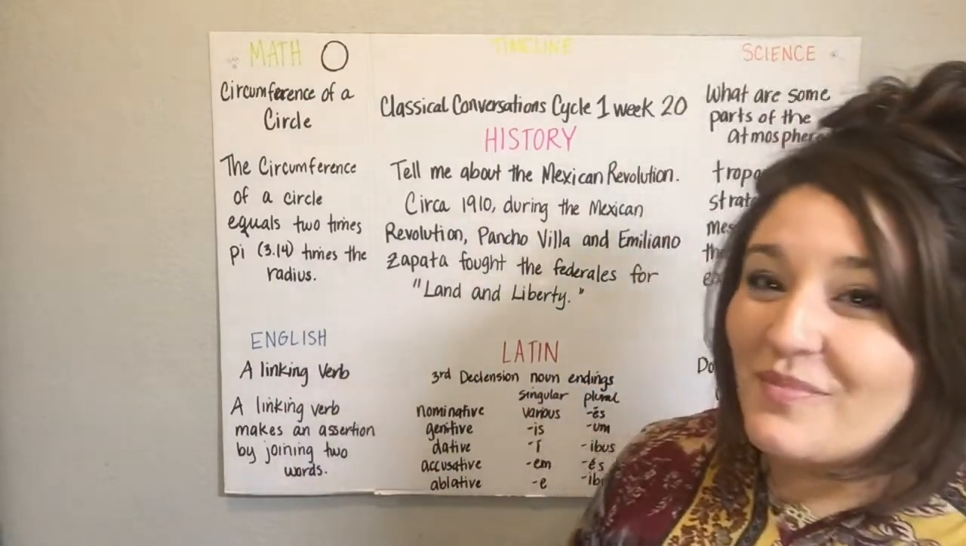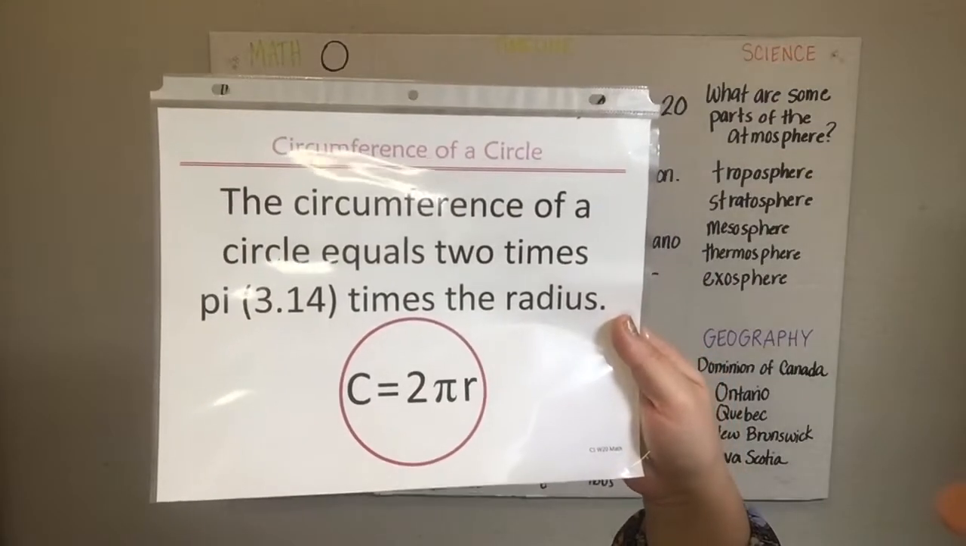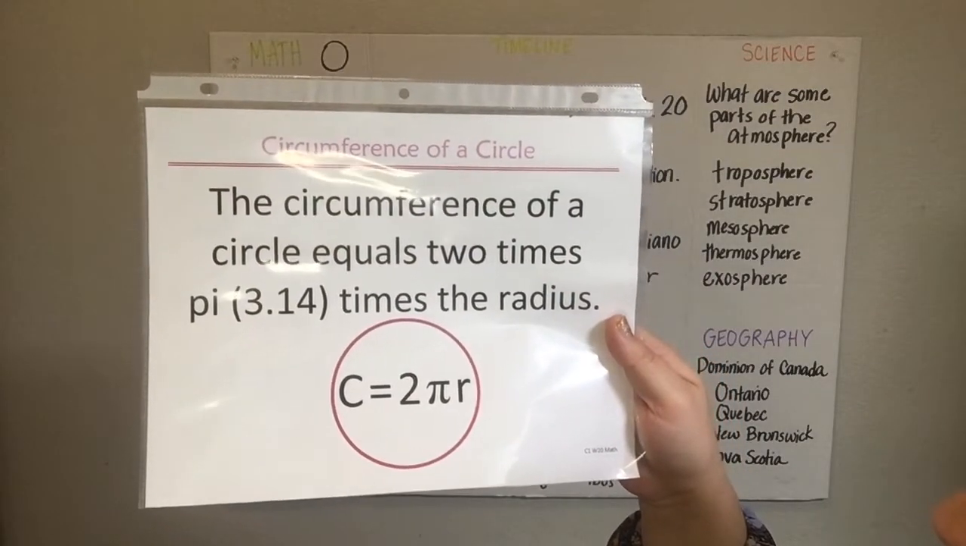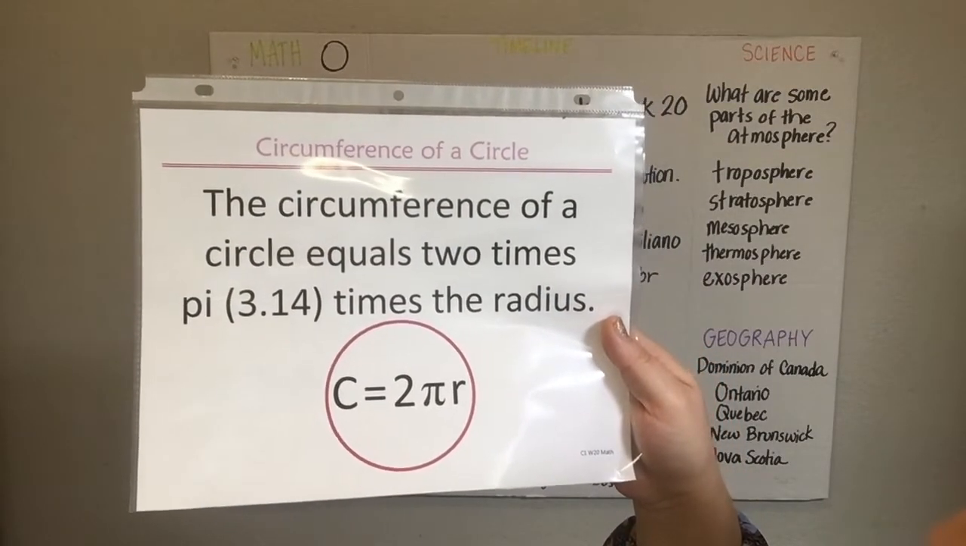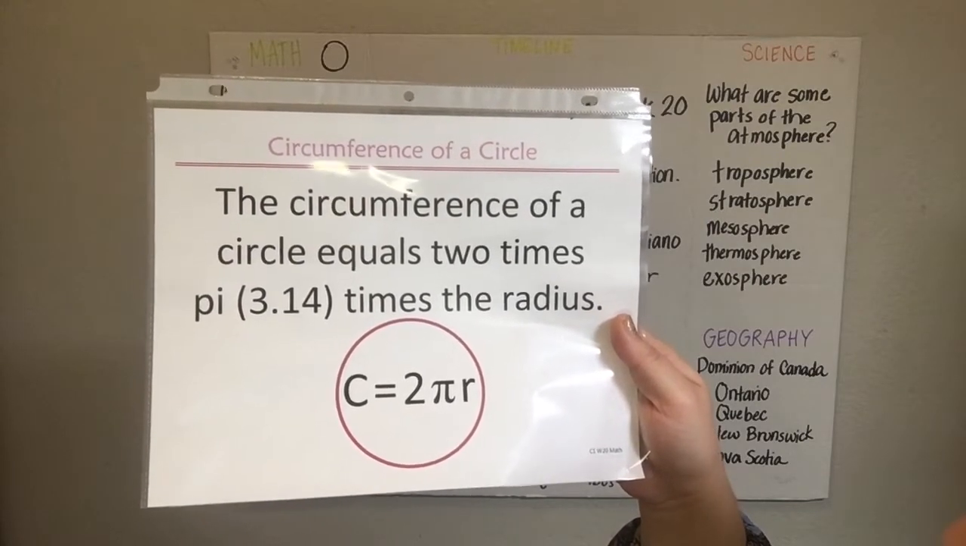So we're going to sing the song. We have the circumference of a circle equals 2 times pi times the radius. Pi equals 3.14 and more.